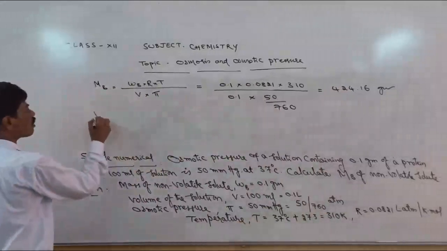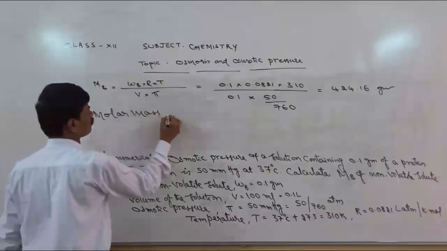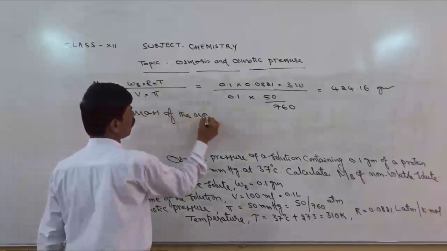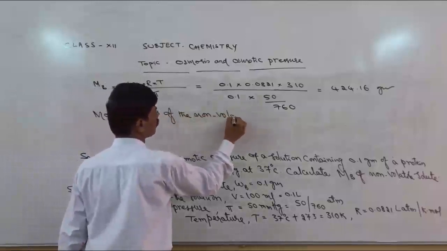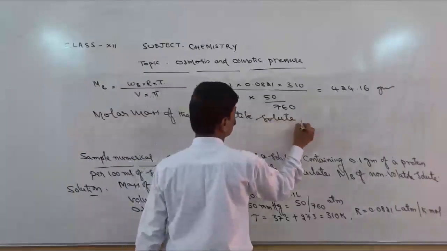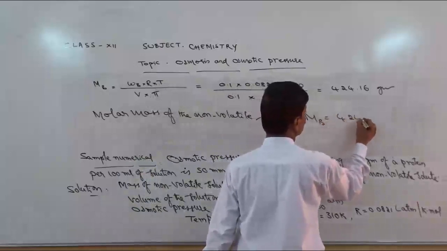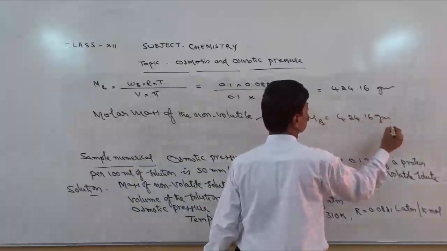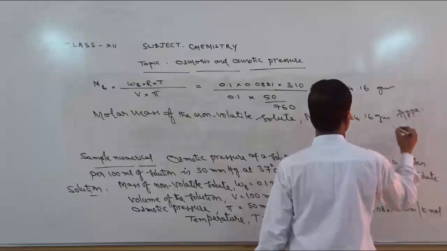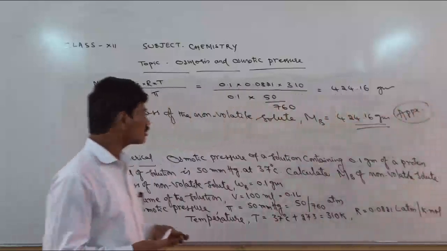So molar mass of the non-volatile solute, MB, is equal to 424.16 grams. This is an approximate value. Okay? So that's how you need to calculate.